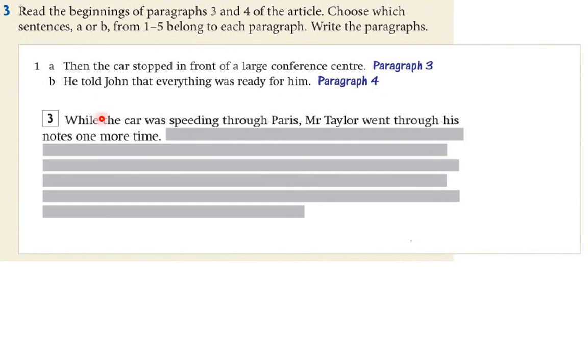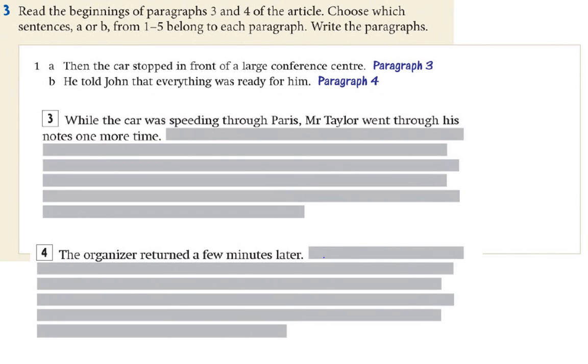Paragraph 3. While the car was speeding through Paris, Mr. Taylor went through his notes one more time. So from the beginning of this paragraph, we can understand that the events of this paragraph were happening on the way. Let's go to paragraph 4. The organizer returned a few minutes later.